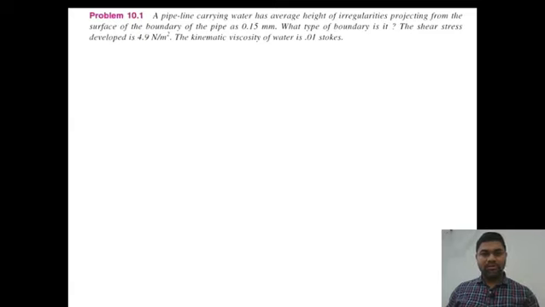Okay, we have seen what type of boundary it is. Generally, it is a rough boundary or not, based on the irregularities. Let us see the problem as given.